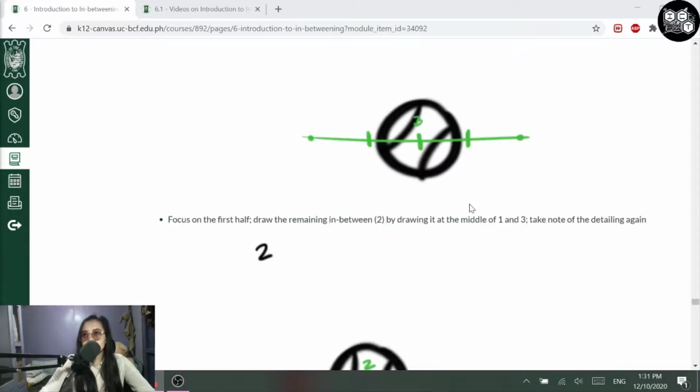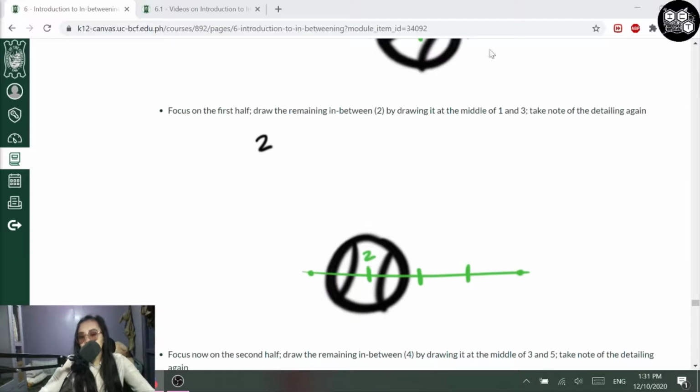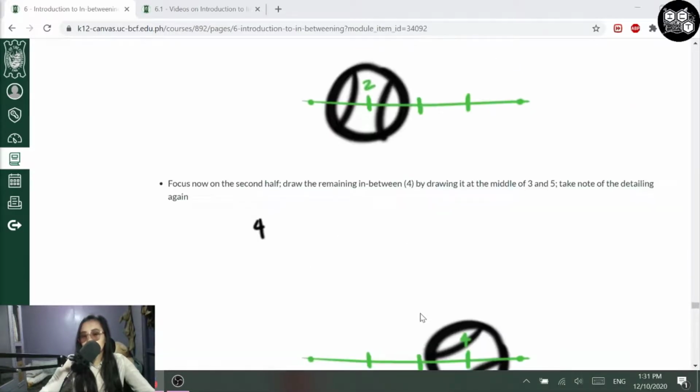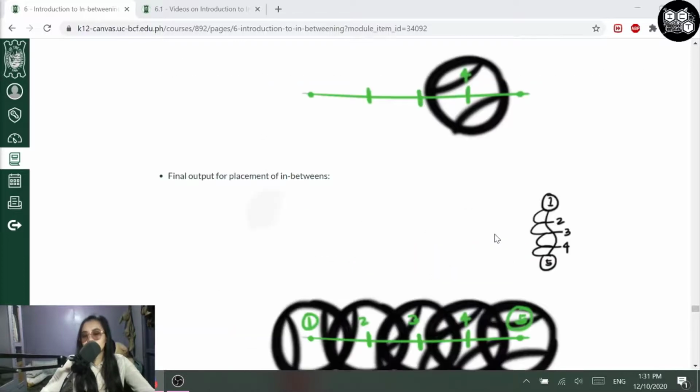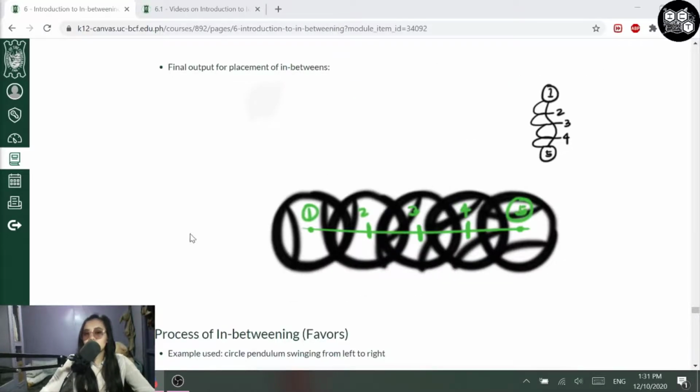So that's 67.5. So the degree right here is 67.5. And then lastly, we have the number 4 right here, which is the middle of 3 and 5. For this one, you can use the spacing right here as well. Don't forget the anchor as well as the detailing right here, which is 22.5, the middle of the 0 degrees and then the 45 degrees right here. And then here we have the final output for the placement of the in-betweens.